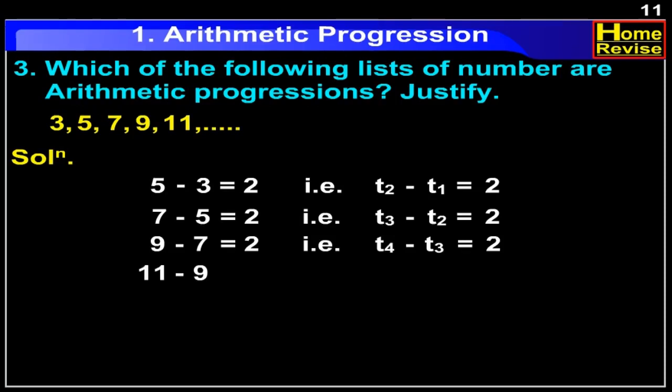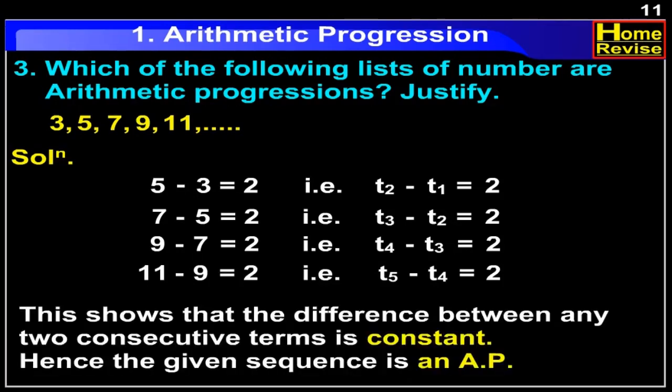Also, 11 minus 9 is equal to 2. That is, T5 minus T4 is equal to 2. This shows that the difference between any two consecutive terms is constant. Hence, the given sequence is an arithmetic progression.